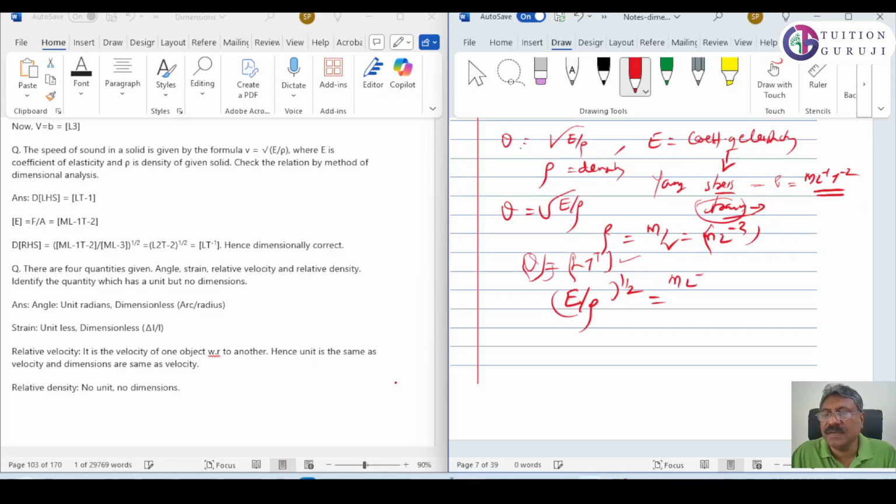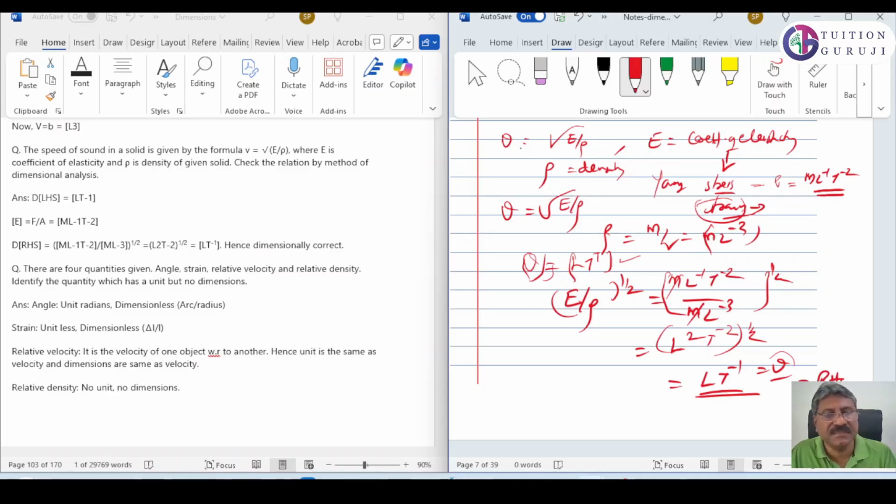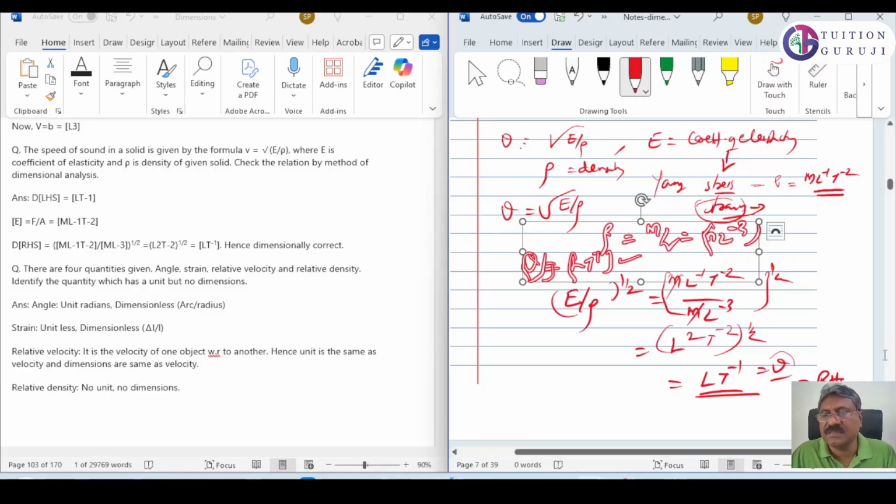E we know is M L raised to 1 T raised to minus 2, then M L raised to minus 3 is for density. So what you will get? You will get (L square T raised to minus 2) raised to half. It's nothing but LT raised to minus 1, so it is velocity again. Therefore, LHS is equal to RHS dimensionally. Therefore, it is dimensionally correct. Next question.